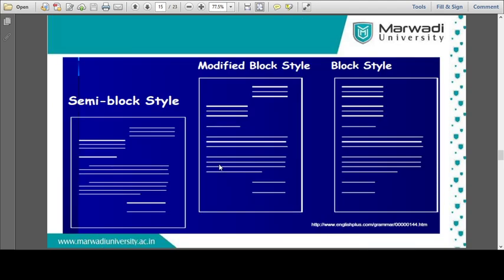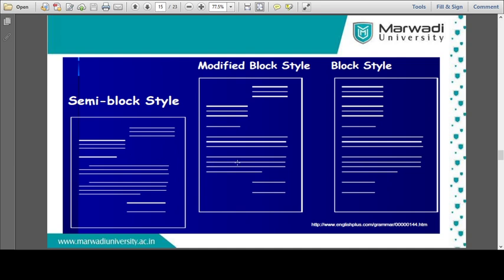So these are the layouts: semi block layout, modified block layout, and block layout, as you can see on your screen. Now, what is called a layout, I will tell you. You can see the position and alignment of the paragraph, as well as the style and structure of all these three boxes. And then you come to know that these are the different types of styles.